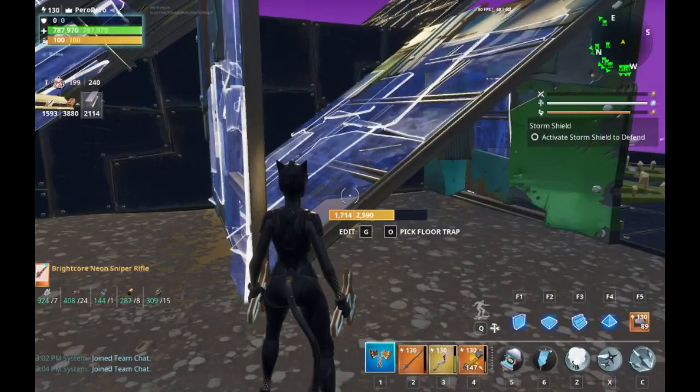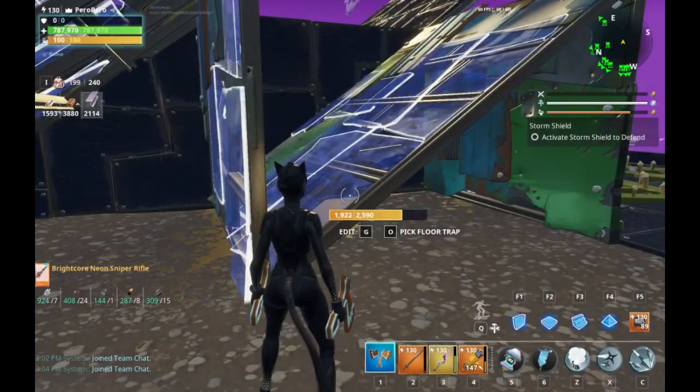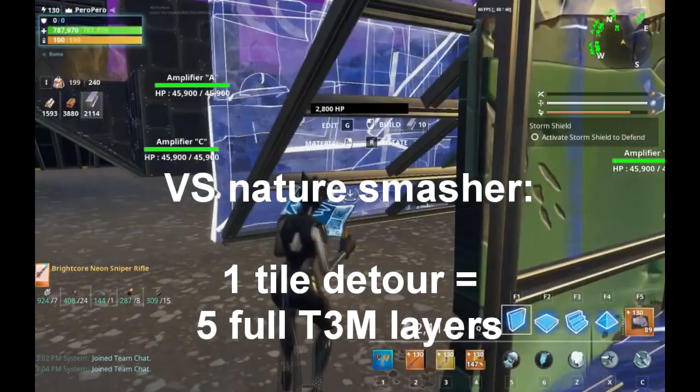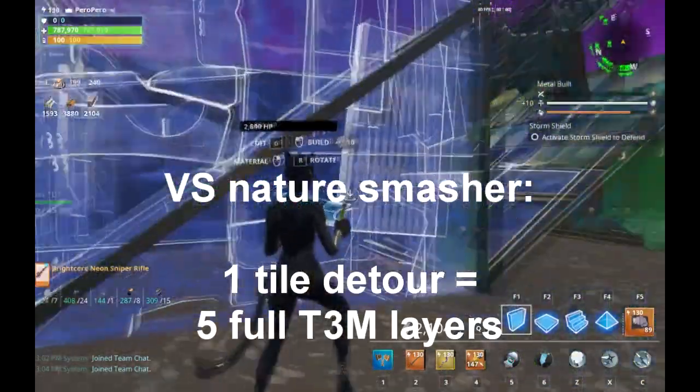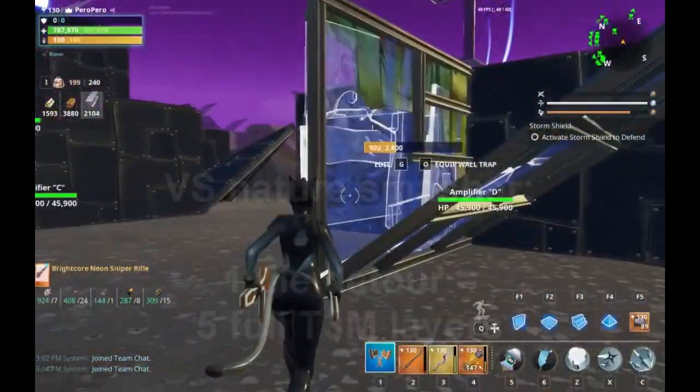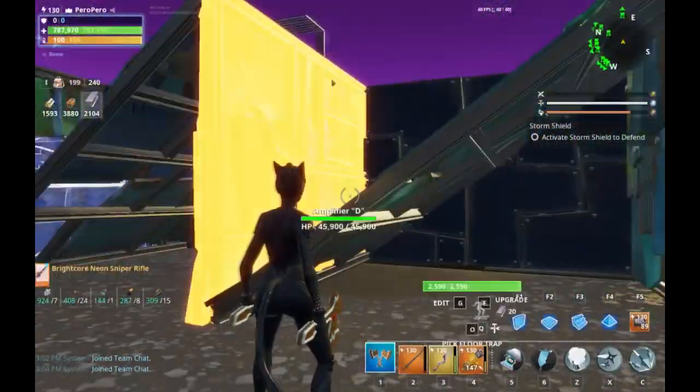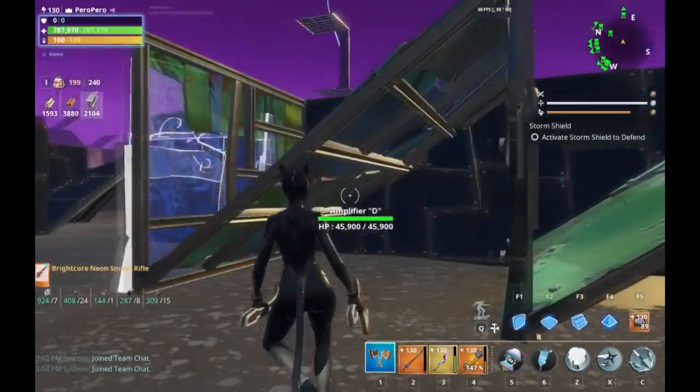And you don't need more than that, unless it's a nature smasher. If it's a nature smasher, then you would do that 1 extra step and put 1 extra tile, right? So for nature smasher, you need 5, but everything else, you're going to need 4, and that's perfectly fine, okay?